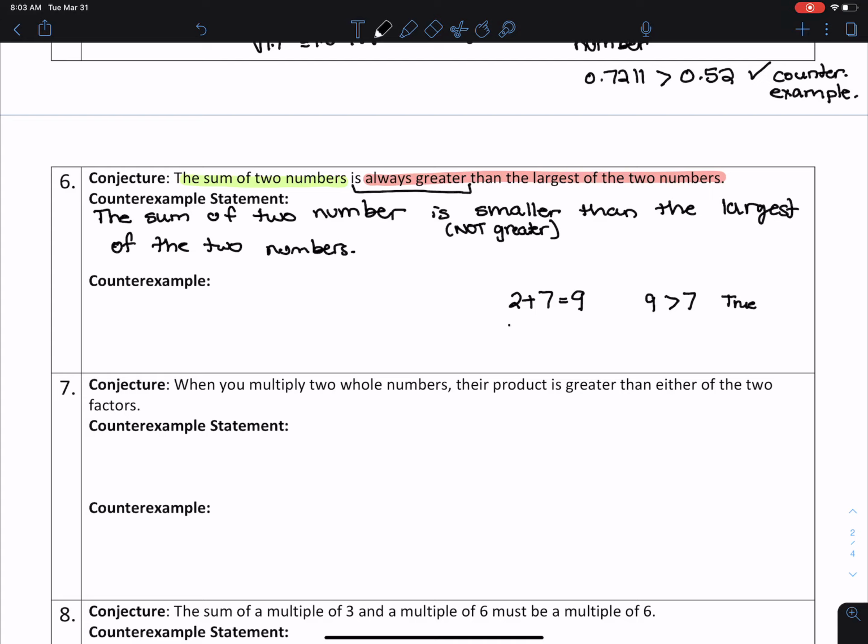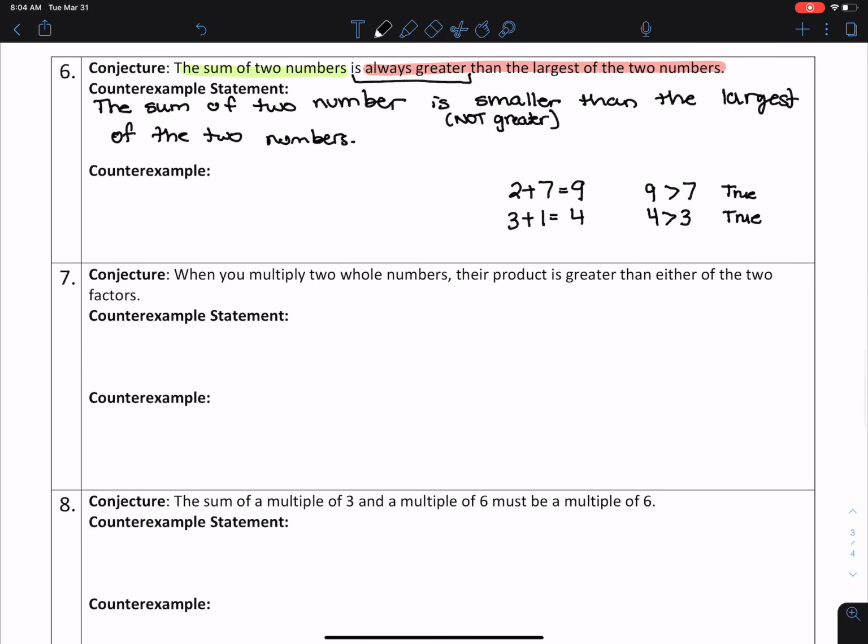So maybe let's try 3 plus 1, which is 4. Now, my answer 4 is bigger than my original bigger number, which is 3. So this is also true. So now if you look and I start to take just whole numbers, you're going to notice that this is going to happen. So we got to be a little bit clever. So let me try to be clever by introducing a 0. So if I take 5 plus 0, this is 5. And my answer is not bigger than the original number. It's actually equal. So this would be a good counterexample to my statement.